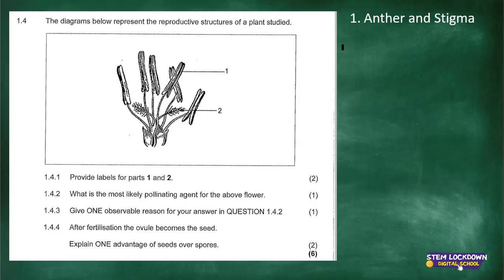What is the most likely pollinating agent for the above flower? Why? Can someone tell me why? Okay, you give me a reason in 1.4.3, yes? It is wind. It is the most likely. Okay, before I give the reason, can you both give me your explanations? Do you mind giving me your reasons why you said, one of you said wind, the other said bird. I want you to tell me why you think that. Sometimes it's your explanation that actually gives you the mark. So even if, let's say, the person marking wasn't very convinced, when you motivate your answer, it does give you a mark.